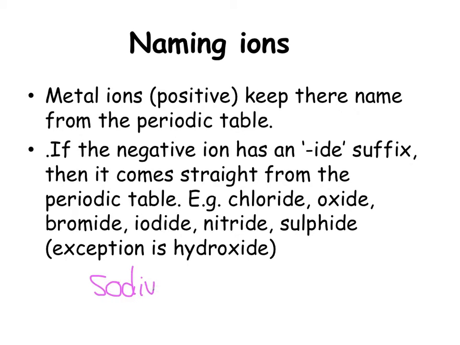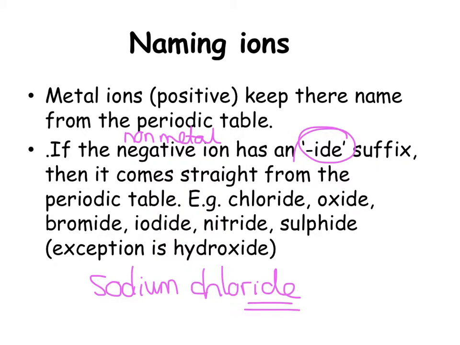Sodium is a metal, and chloride used to be chlorine, but when she gets married, she changes her surname to chloride. So the negative ions, or the non-metals, will change their name to have an "ide" suffix. So you'll get chloride and sulfide and oxide and bromide. The only exception to the "ide" thing is hydroxide, which is a polyatomic ion called OH-.